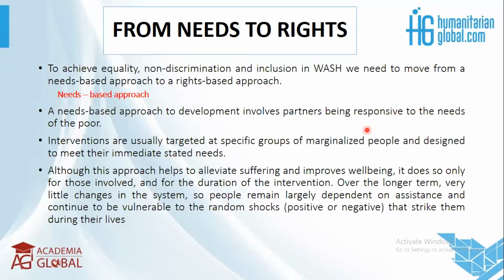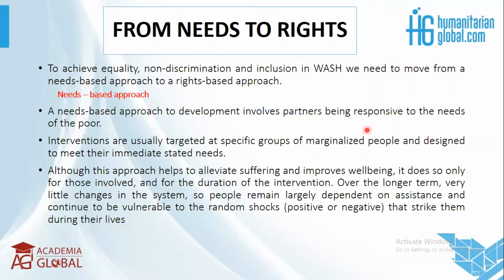So the needs-based approach is usually an approach to development which involves partners being responsive to the needs of the poor. So it's usually like you are responding to the needs of a certain group that you think maybe are disadvantaged or are discriminated against.